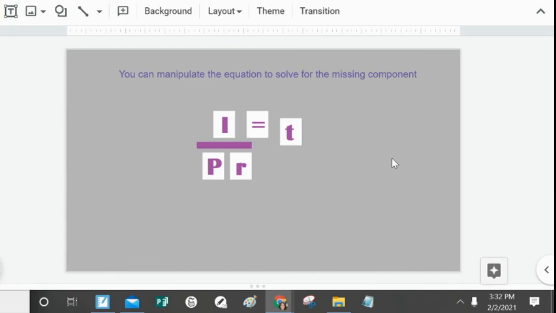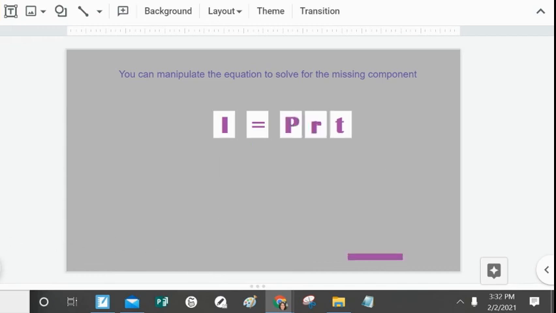So that explains a little bit about the equation, about simple interest. It talks about what each of the variables stand for and how to manipulate the equation to solve for what you're looking for.